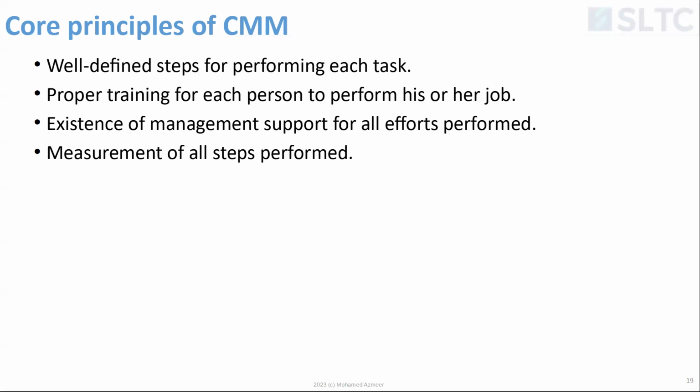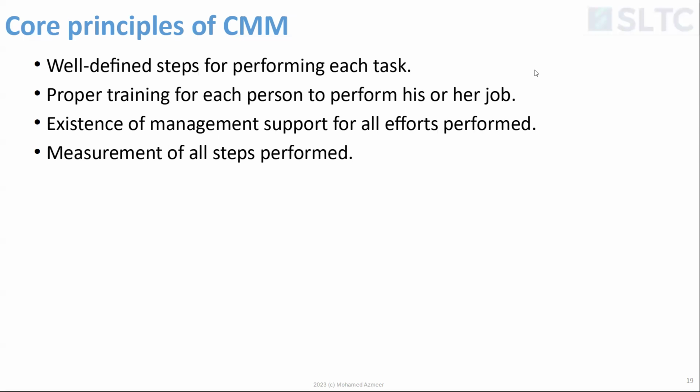Okay. And the last point is measure, measure, measure. Measurement of all the steps performed. So lots of measuring going on. Only then will it say, right, you are in level 1 or you are in level 2. Otherwise, we have no idea which level we are in.